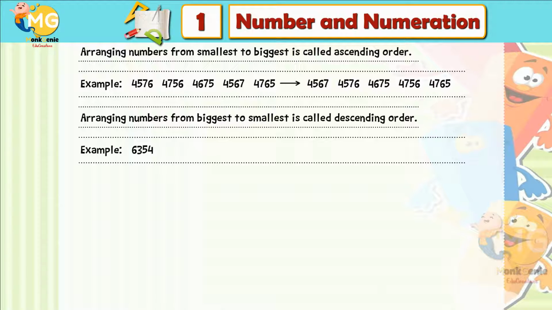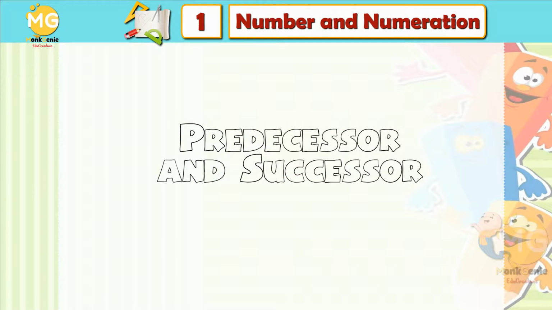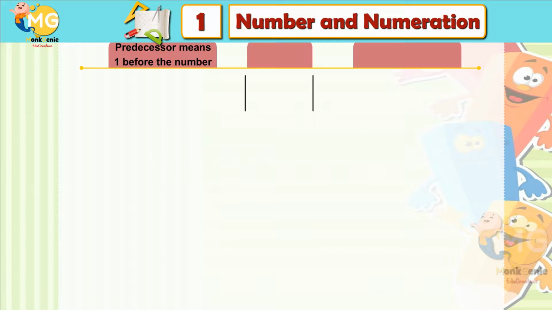Example, 6354, 6654, 6854, 6845, 6345 is 6854, 6845, 6654, 6354, 6345. Predecessor and successor. Predecessor means one before the number.